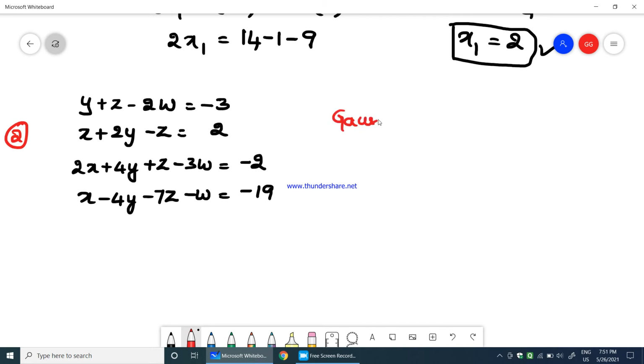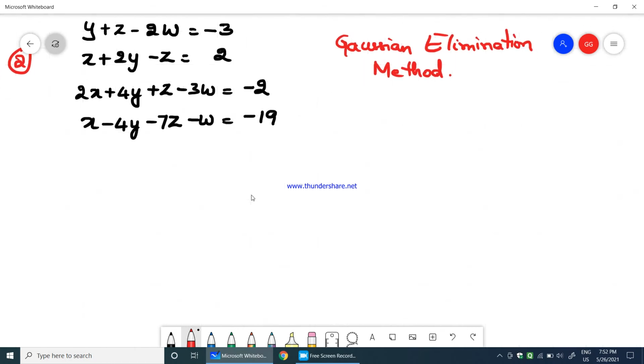We'll use the Gaussian elimination method to find out the solution for this particular problem. So the first step is we'll write the augmented matrix for these equations. The augmented matrix is very important to write first.